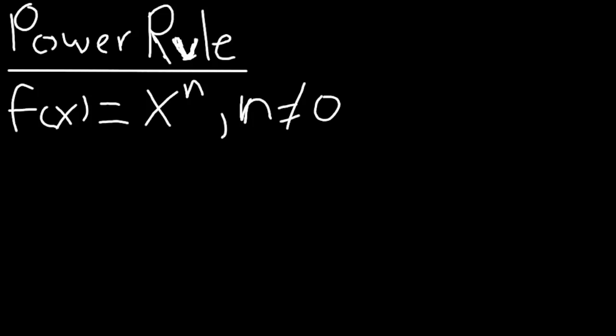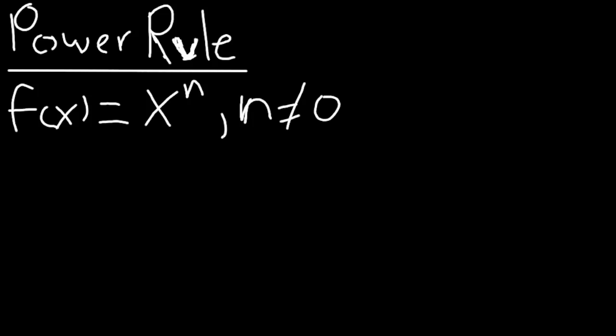This is probably one of the most important ones. Maybe it is the most important rule for derivatives. You can use it to immediately find the derivative of a function, depending on whether that function has a variable with a power along with it. But here we have what the power rule is.